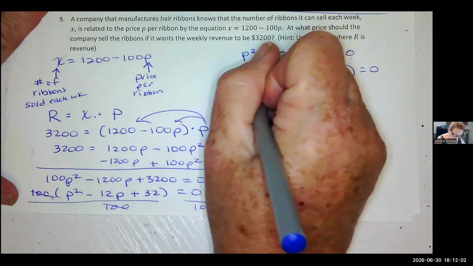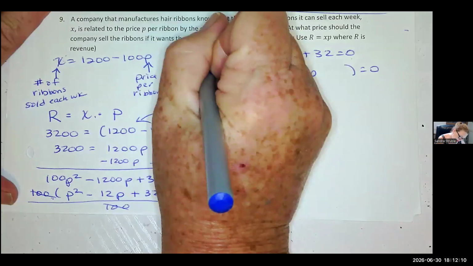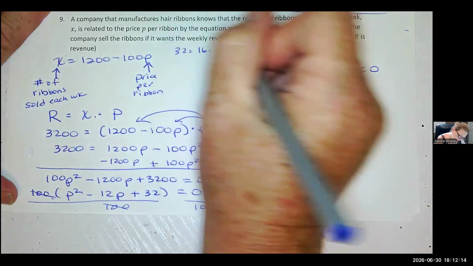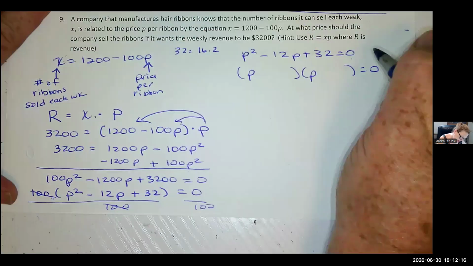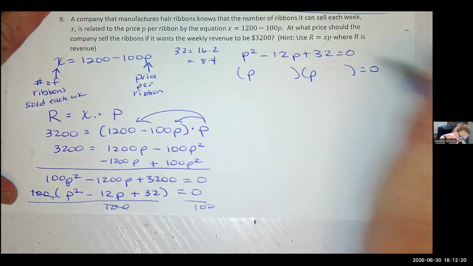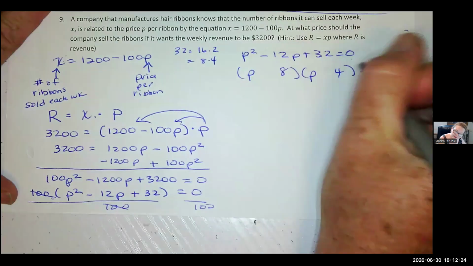All right, two numbers that multiply together to give you 32, but add to give you 12. So 32 and 1 is not 12. 16 times 2 is 32, that doesn't give you 12. 8 times 4 is 32, that does add to 12. Both of them are negative because only the middle number is negative.